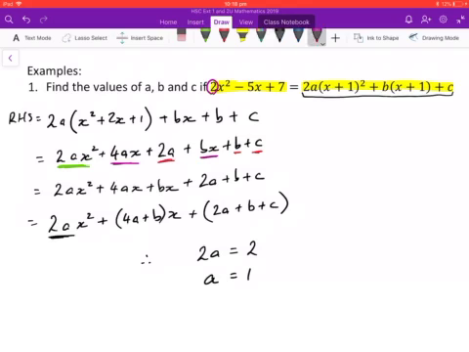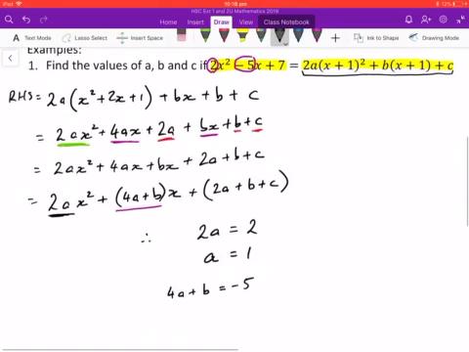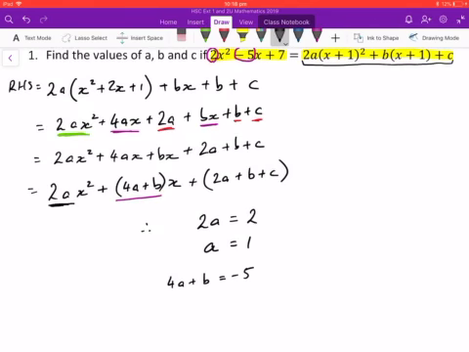Now what do I have? I've got minus 5. What's minus 5 equal to? It's this one, 4a plus b. So my conclusion is 4a plus b is equal to negative 5. I couldn't solve this on its own, but I have what a is. So if I sub in a equals 1, 4 times 1 plus b is equal to negative 5. 4 plus b equals negative 5. b is equal to negative 9.